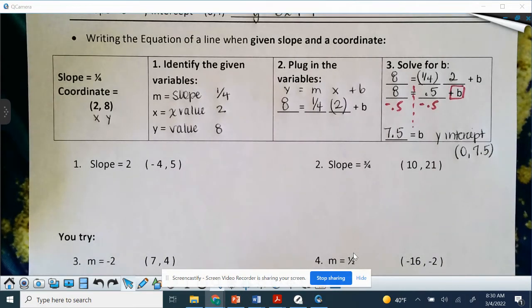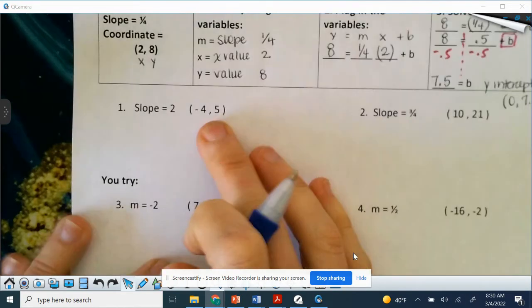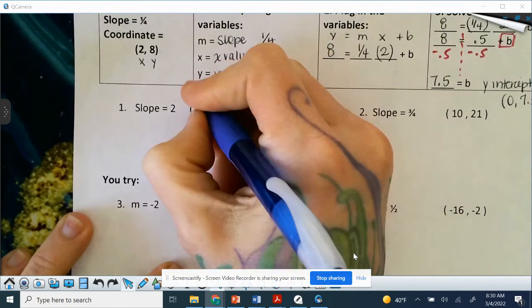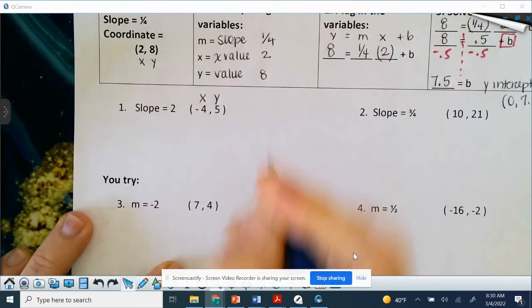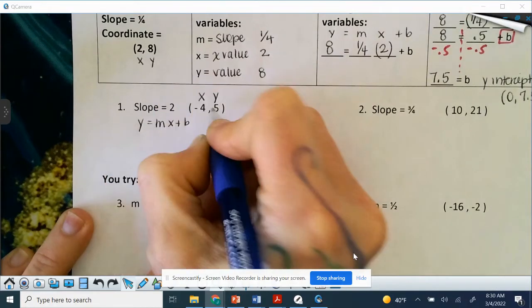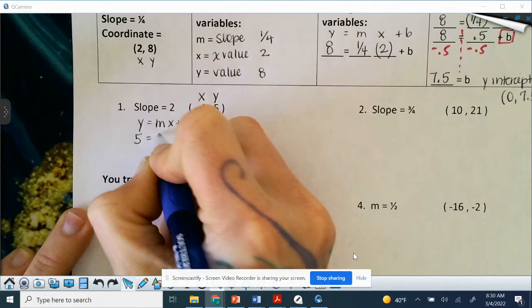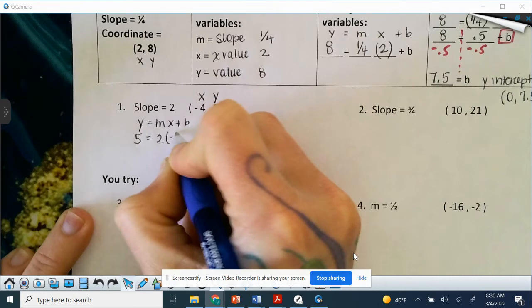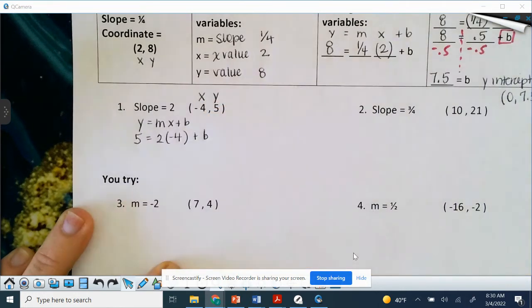All right, let's do another one. So we have a slope of 2. This is my x value. This is my y value. So it's y equals mx plus b. So we're going to plug in our y, our slope, our x value, and we don't have our b. So we have to leave it as b because we don't know what that is yet.